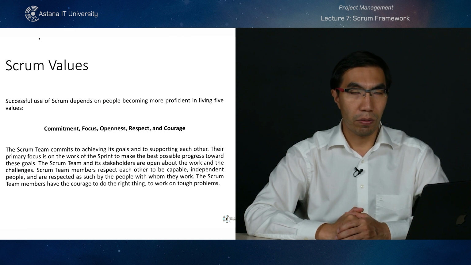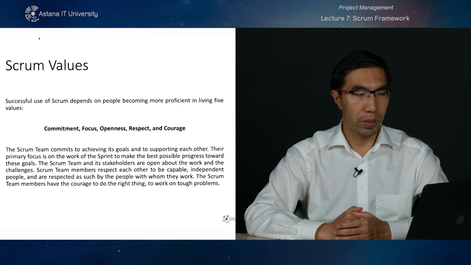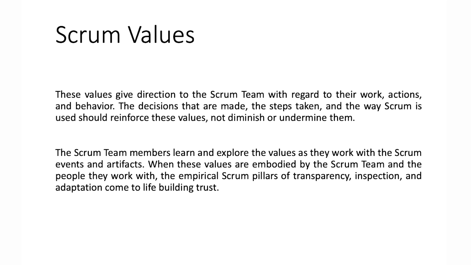So the Scrum team and their stakeholders are open about the work and the challenges. You should respect each other, be independent people, and be respected as such by the people with whom they work. The Scrum team members have the courage to do the right thing, to work on tough problems, and because they have these 5 values. And these values give direction to the Scrum team with regard to their work, actions, and behavior. So the decisions that are made, the steps taken, and the way Scrum is used should reinforce these values, not diminish or undermine them.